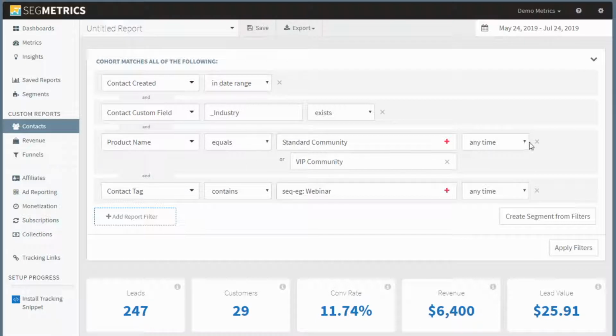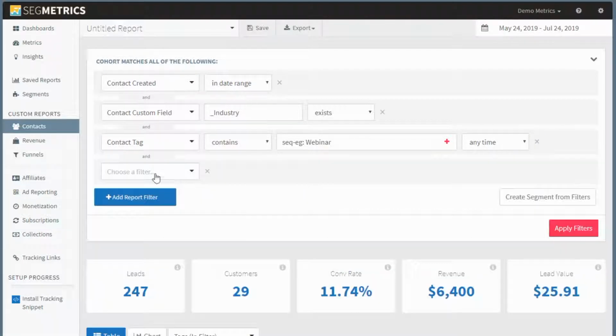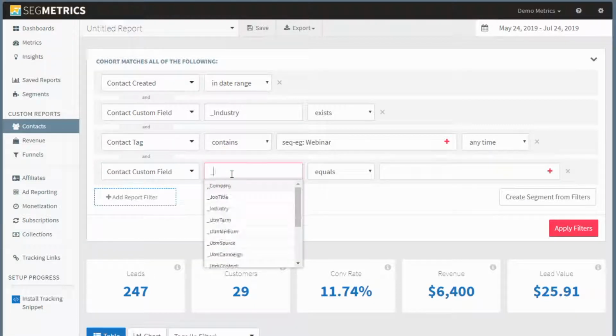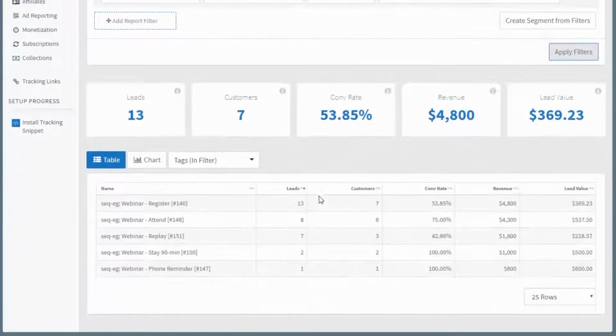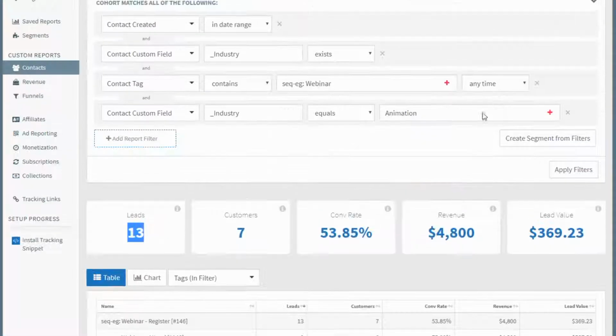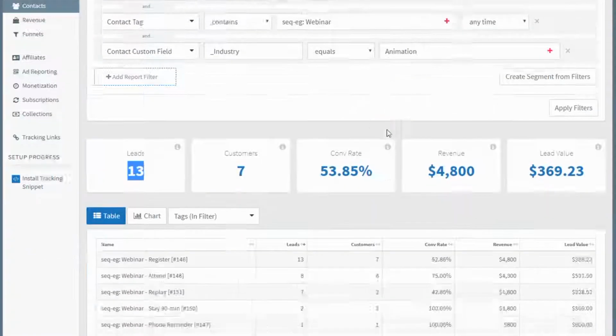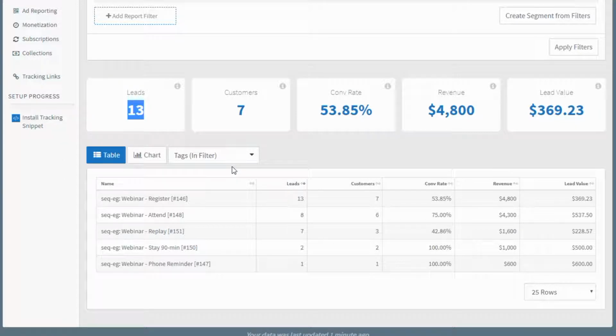Now, we had looked at animation being a good initial one. So why don't we pull in where we have that custom contact field, and we're going to say the industry is going to equal animation. All right, so let's see how that performs. We're seeing we have 13 people who have attended the webinar from that animation group, and we can see our conversion rate here. We can see that our lead value goes up quite a bit because not many people from that animation group are going through that webinar.